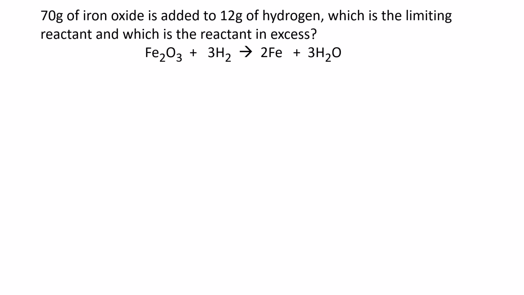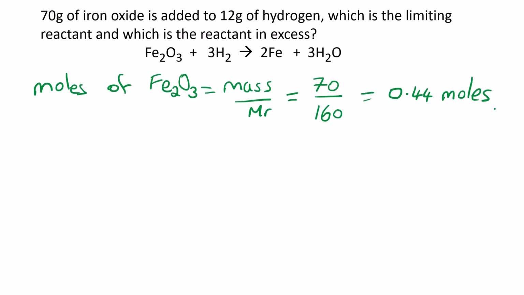This time we can see we need 3 times as much hydrogen compared to the iron oxide when we look at the equation. So we'll work out the moles of each. Moles of iron oxide is mass over Mr, so that's going to be 70 grams divided by 160, and that comes to 0.44 moles. The mass of hydrogen is 12 grams divided by 2, which is 6 moles.